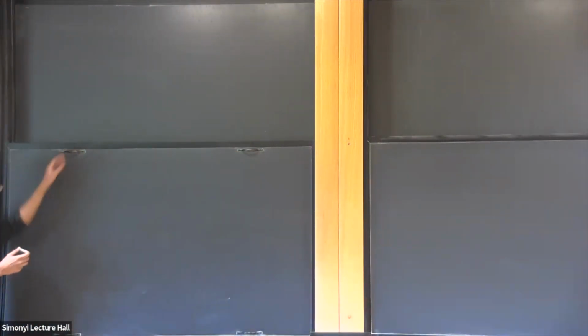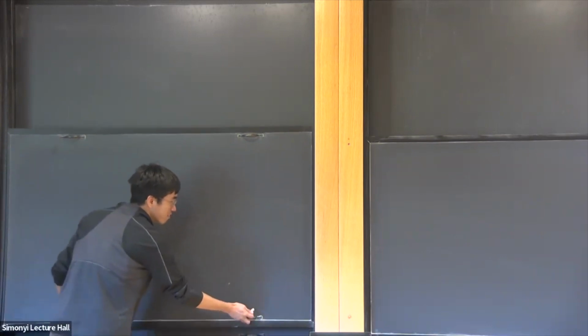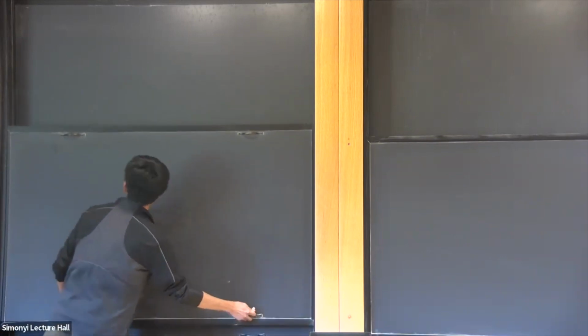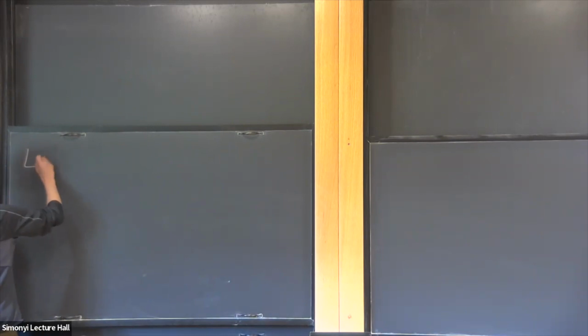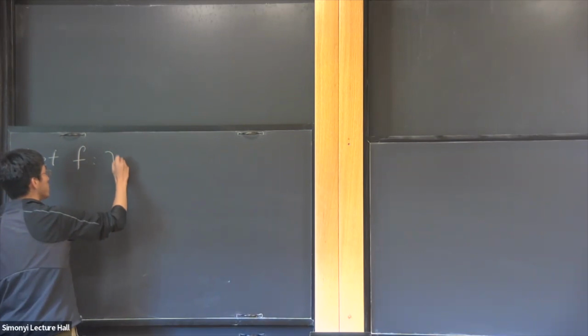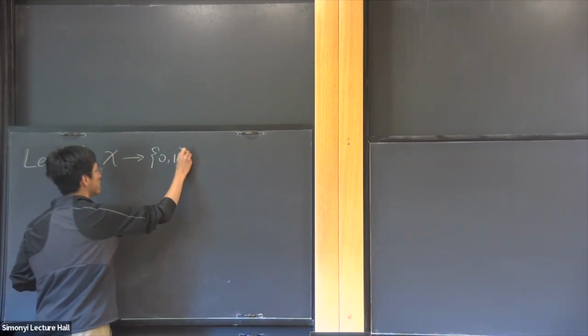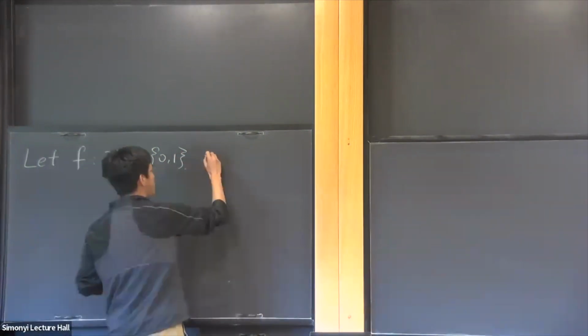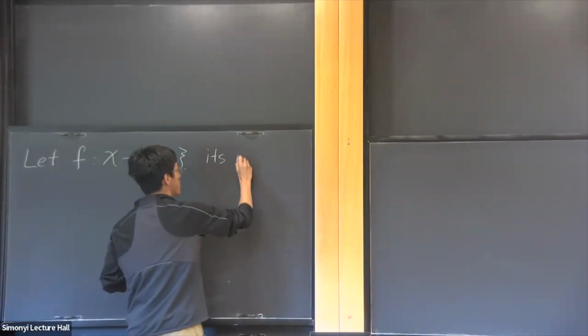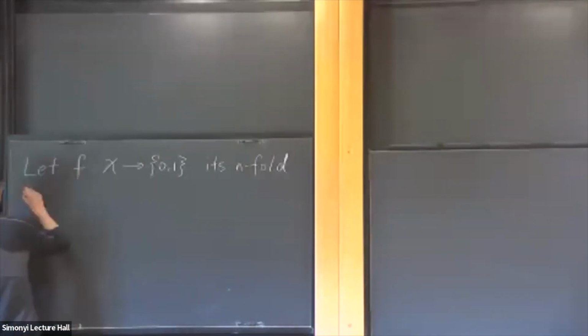So today I'm going to talk about the communication complexity of XOR functions. Okay, so first, what are the XOR functions? Let f be a function that maps an input from some domain X to one bit, 0 or 1. Then its n-fold XOR is also a function that maps n inputs x1 up to xn also to one bit.